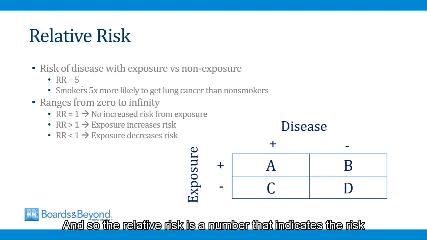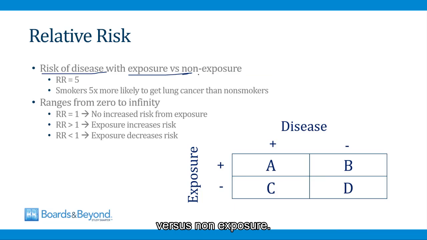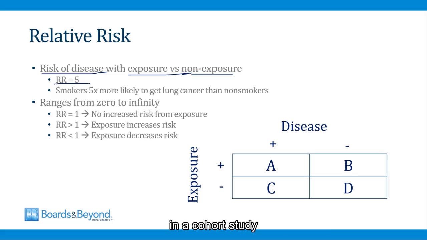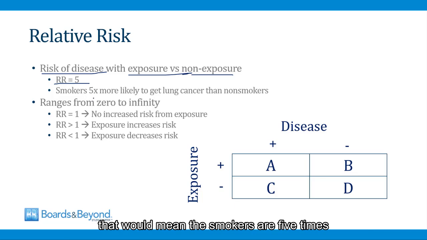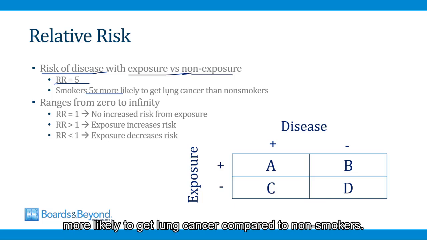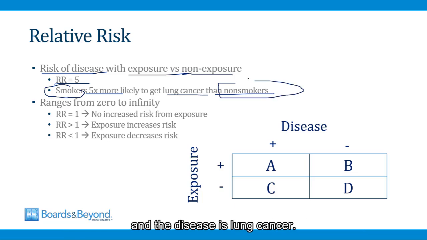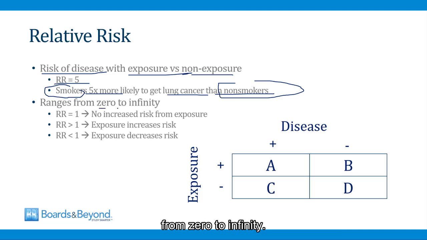And so the relative risk is a number that indicates the risk of developing disease if you have the exposure versus non-exposure. So for example, if we determined a relative risk equal to 5 in a cohort study that evaluated the development of lung cancer in smokers, that would mean that smokers are 5 times more likely to get lung cancer compared to non-smokers. The smokers are the exposed group, the non-smokers are the unexposed, and the disease is lung cancer. And relative risk is a number that always ranges from 0 to infinity.